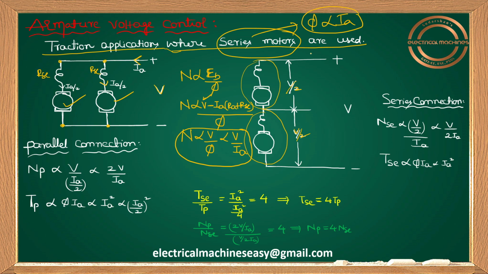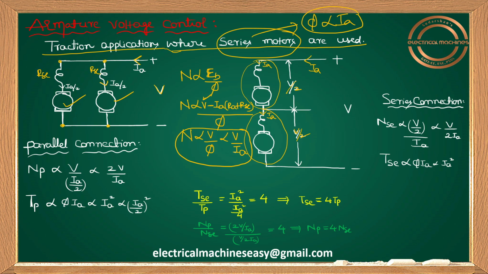Okay. V by 2, V by 2. And the current IA will be coming as it is. So IA will be here also IA, and here also IA, because in a series connection the current will not change. Let us see.